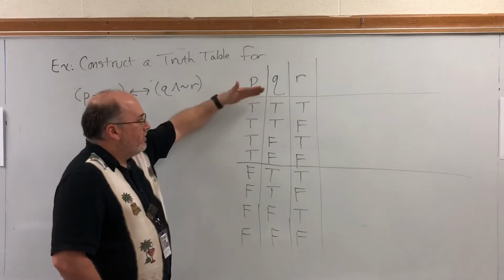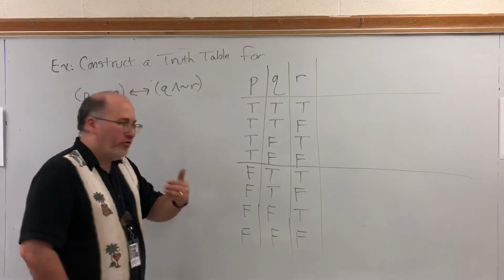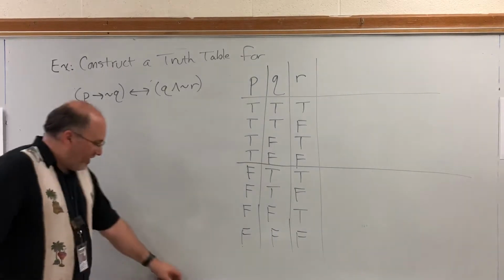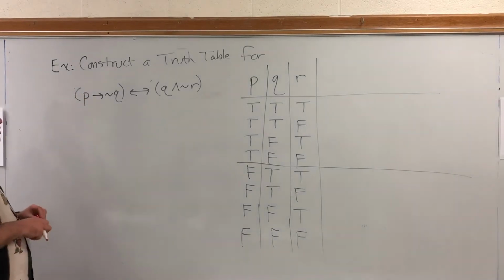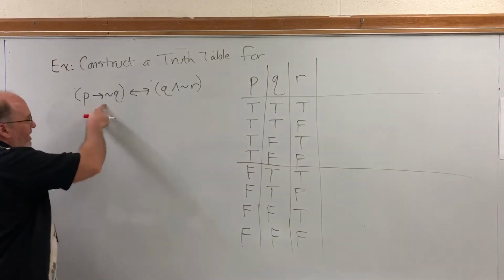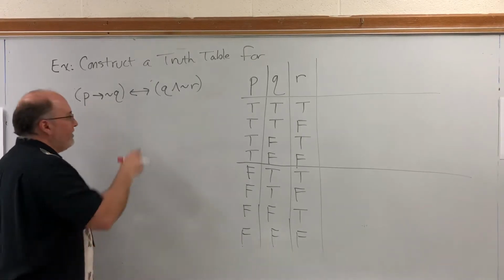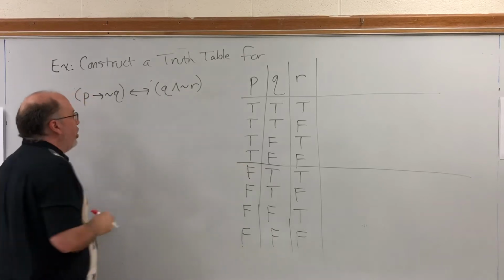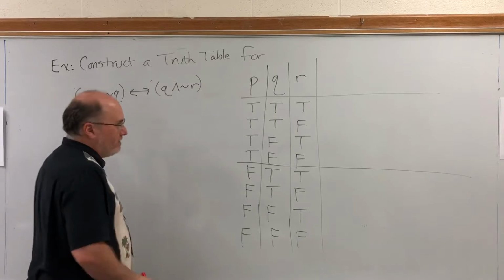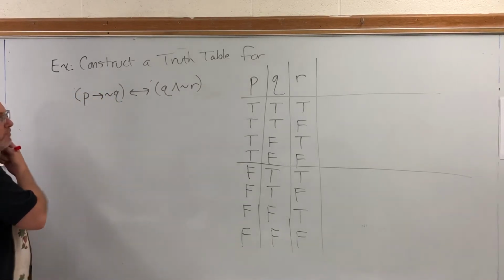But remember, all the possible combinations of truth values for the simple statements will already be given to you, so you won't have to worry about figuring them out. Okay, so let's construct a truth table for the following compound statement. We have a biconditional. On the left of it, we have P pointing to the negation of Q, and on the right of it, we have Q conjunction negation R. So we have 1, 2, 3, 4, 5 connectives, so we're going to end up needing 5 more columns in addition to the P, Q, and R.